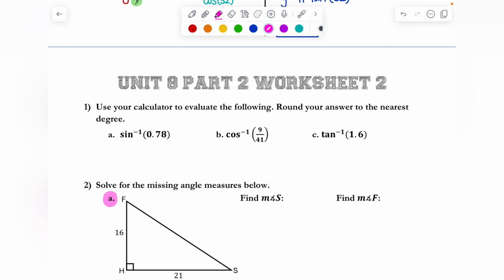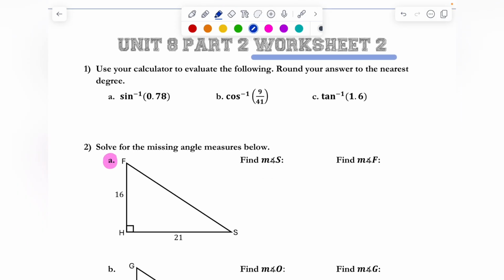All right, hello. This is a quick little video going over some concepts from Unit 8, Part 2, worksheet number 2. I'm going to skip around a little bit on this one. We are going to dive in starting with number 2, Part A. This is asking to find the missing angle measures below.